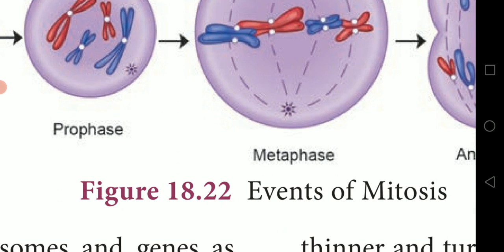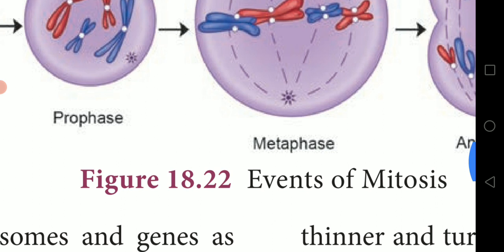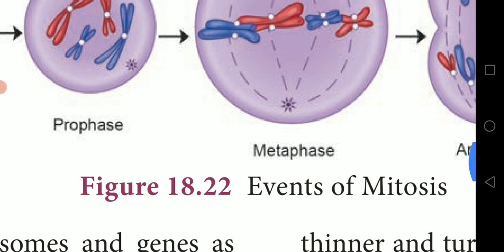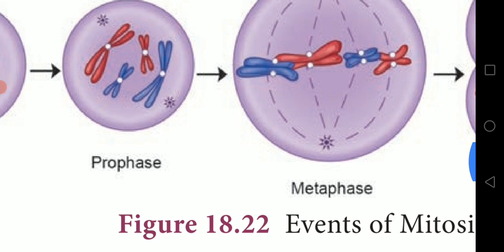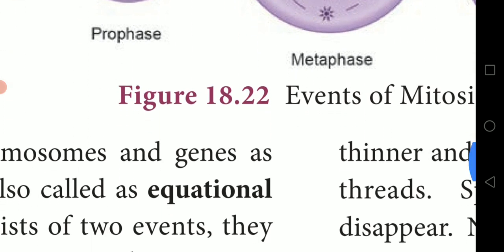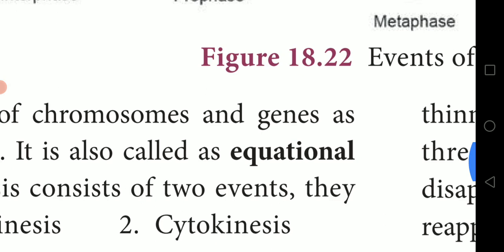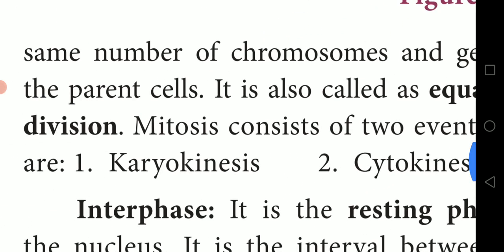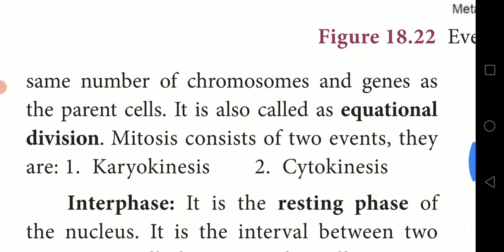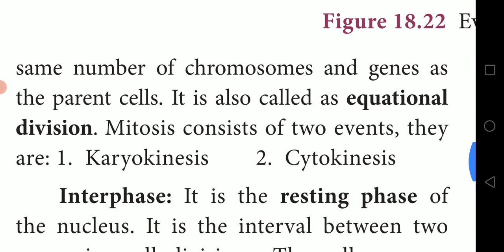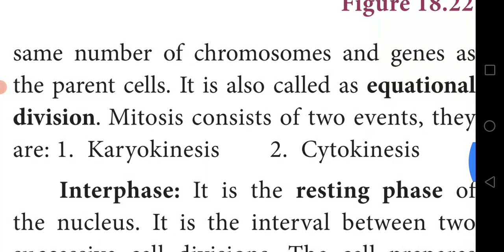Now as we have seen, in cell division one parent cell divides into two identical daughter cells, each with a nucleus having the same amount of DNA and the same number of chromosomes and genes as the parent cell. It is called equational division. So they divide equally, the nucleus as well as DNA as well as genes. That is what we call equational division.